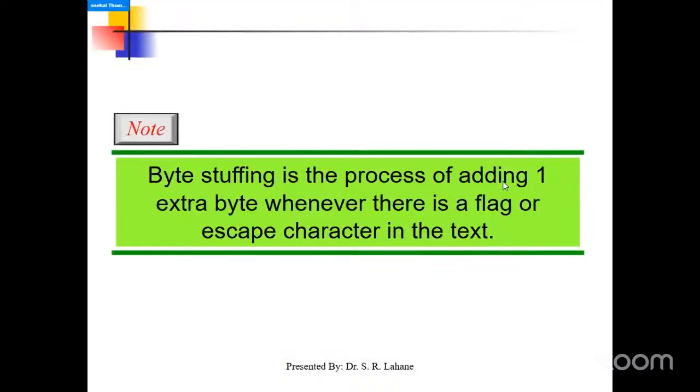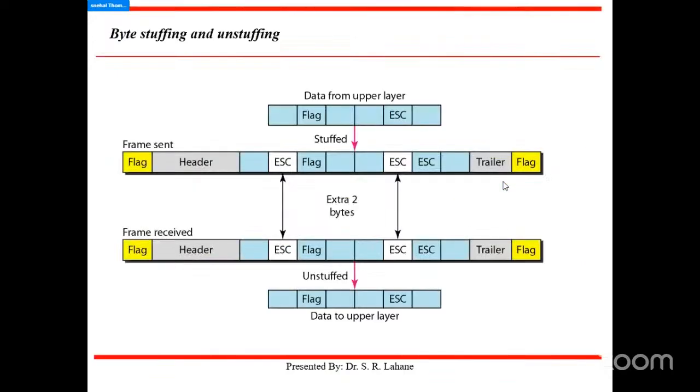Byte stuffing is the process of adding one extra byte whenever there is a flag or escape character in the text. At the end, the trailer part or header part, there are flags. So before and after the flag, the header and trailer part will be there. Then the escape character will be there. For every flag or escape, an escape character will be added.